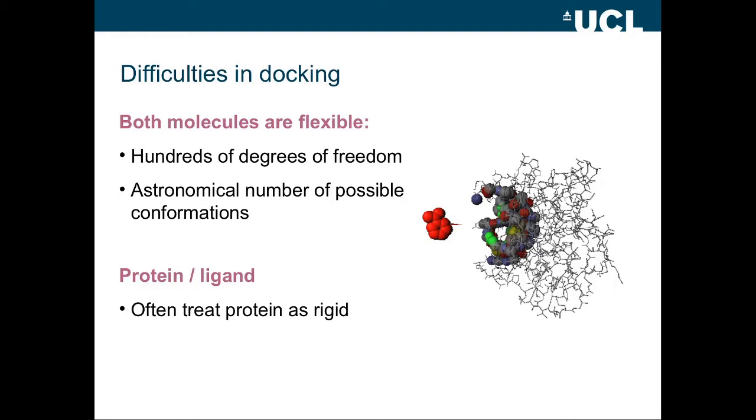Now, in the case of these protein-ligand interactions, we often treat the protein as rigid. Obviously that's a major simplification, but one thing that we can do to improve on that somewhat is to run a molecular dynamics simulation on the protein, which allows it to move around and allows those flexible side chains to move. And then we can take several snapshots from that dynamics simulation and dock against each of those in turn, treating each one as rigid.